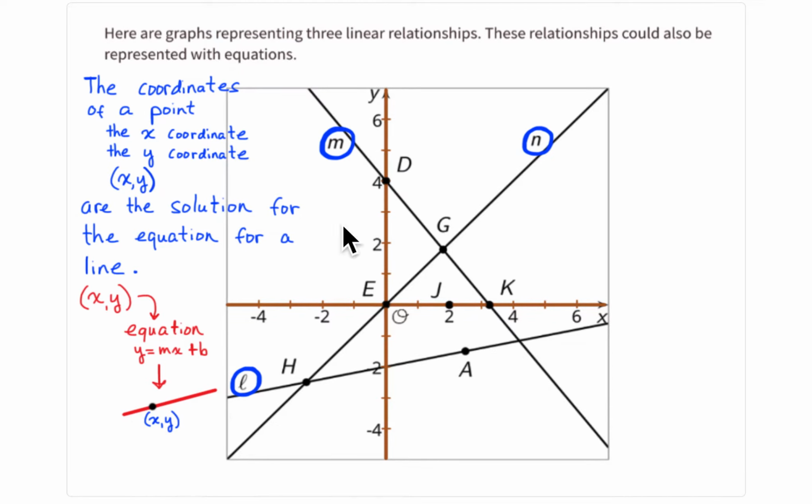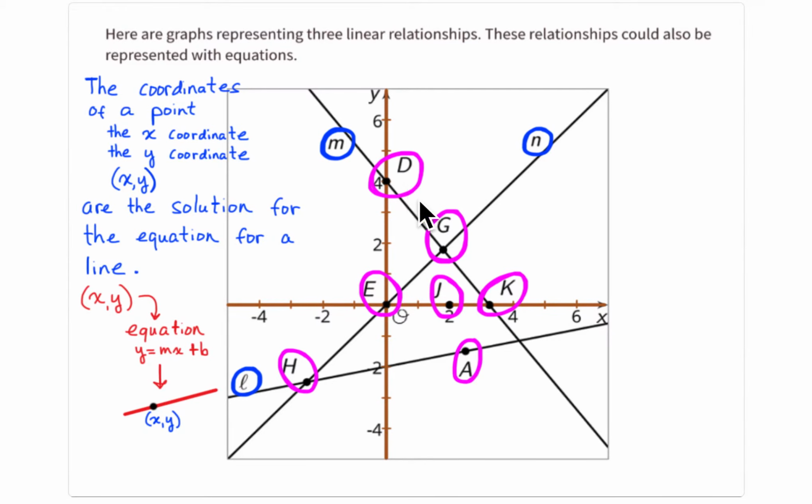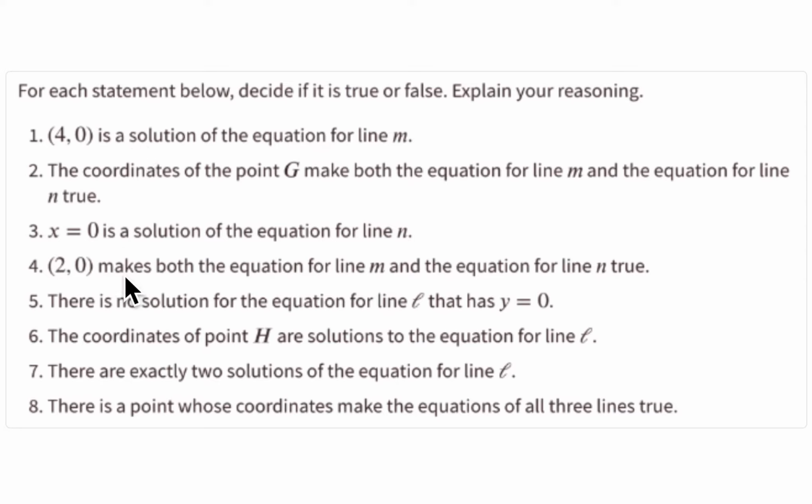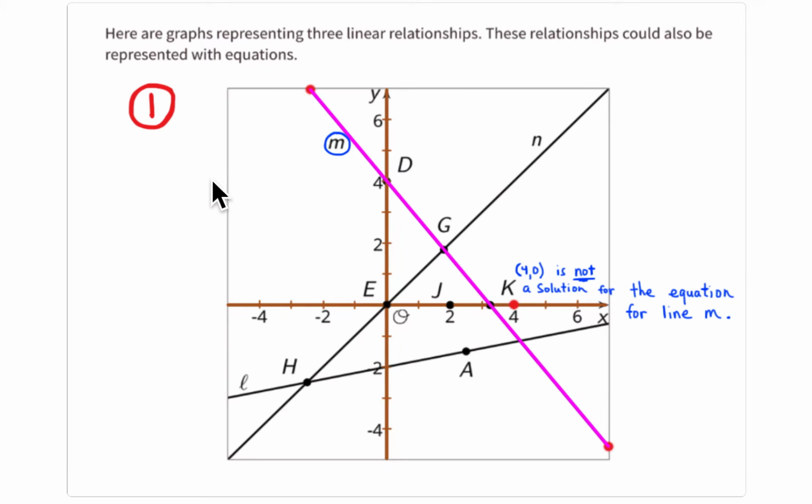So you have 3 lines, L, M, and N, and 7 points. And each of these 7 points, most of them are on a line. I think it's just point J here that's not on any of the 3 lines. So I'm going to go through each of these comments. You're supposed to decide whether or not they are true or false. And so I'm going to go through each one of them in this way.